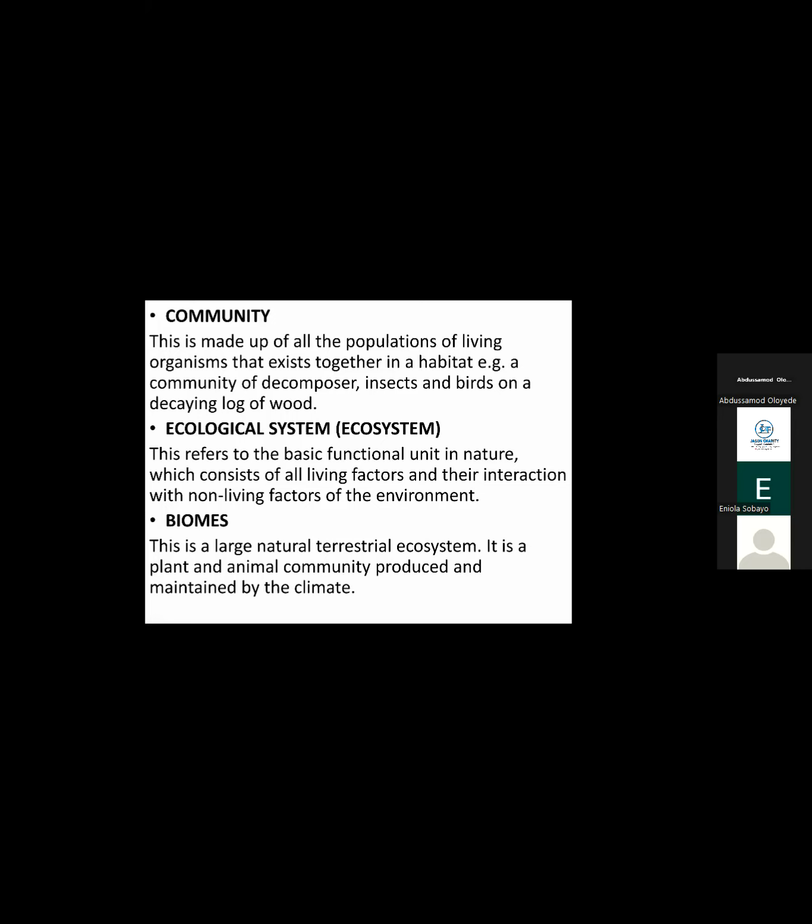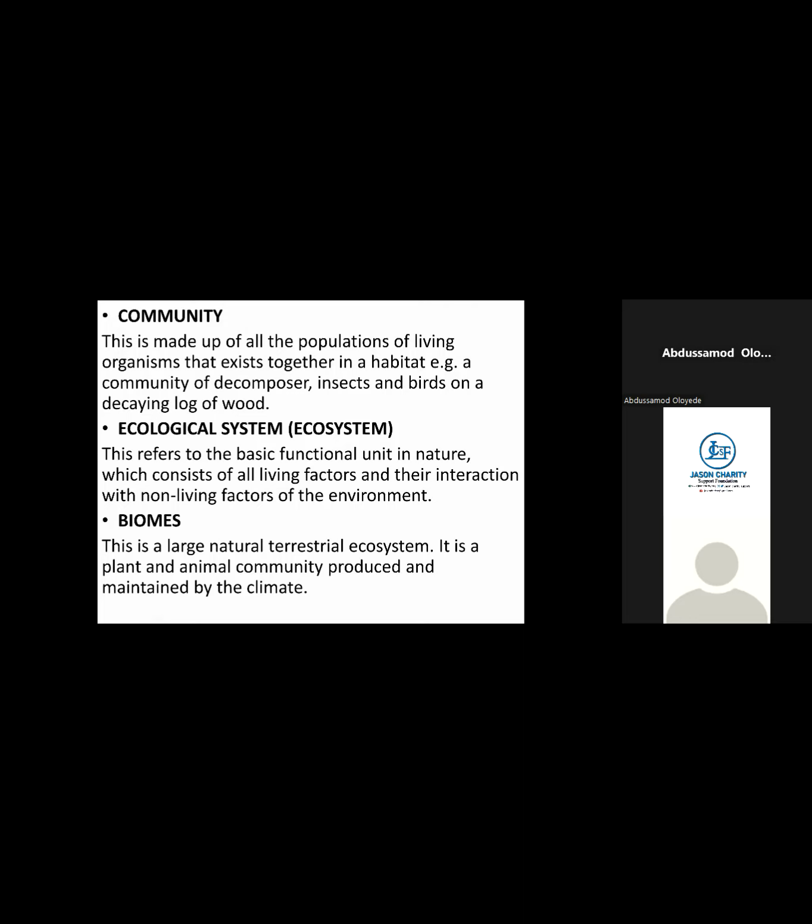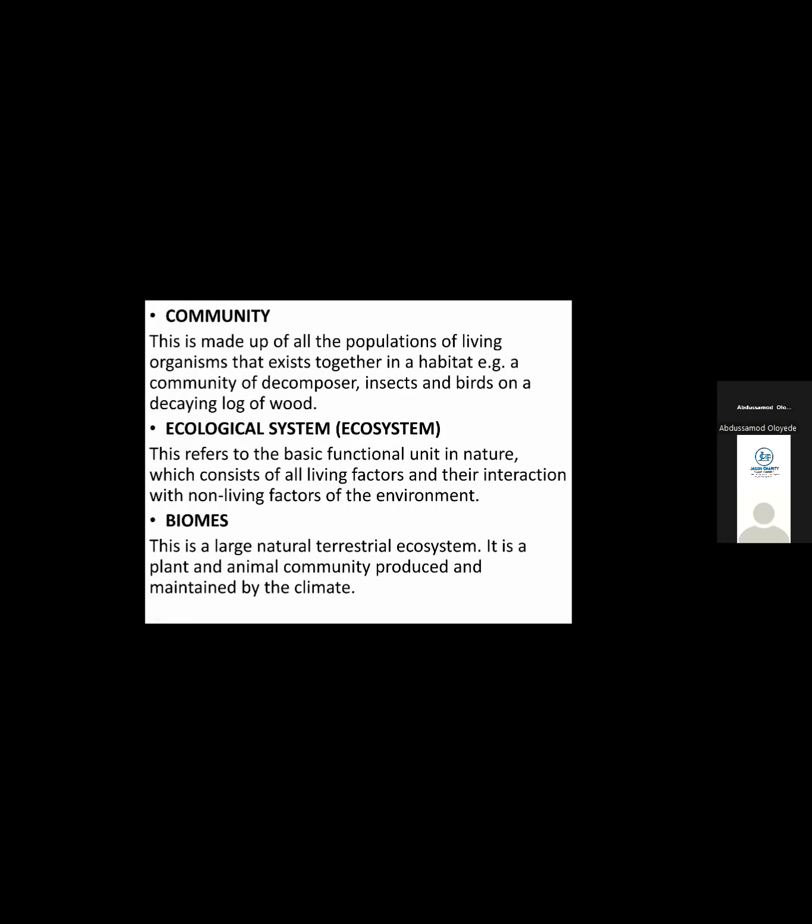For example, let's say a school. A school can be referred to as a community, because in it we have cockroaches, we have students, we have grass. So they have different species.